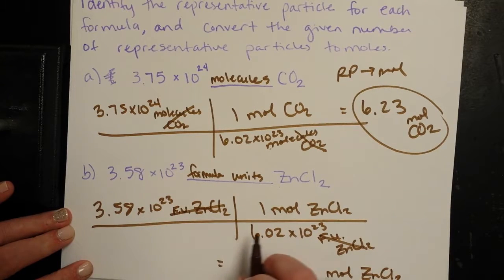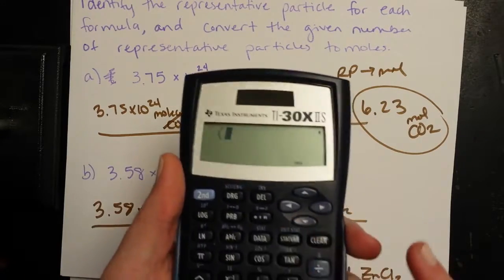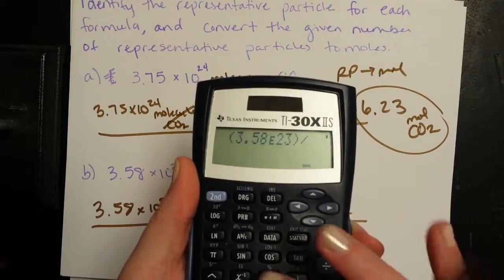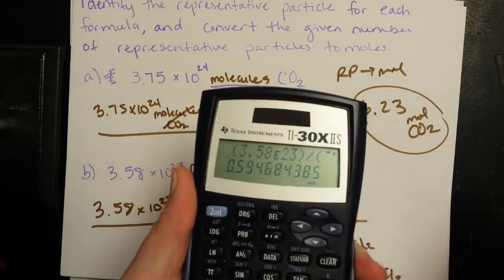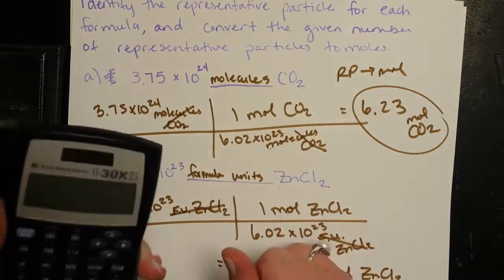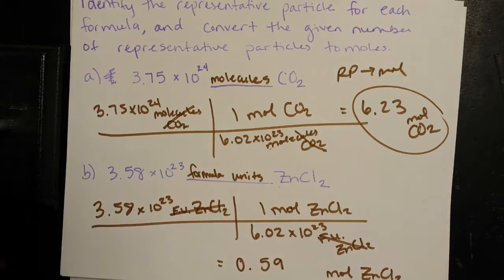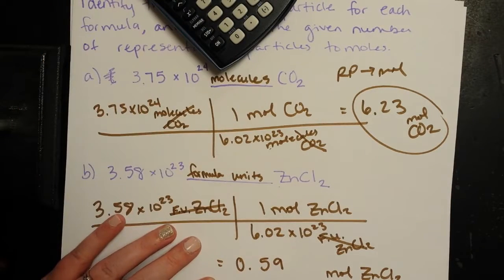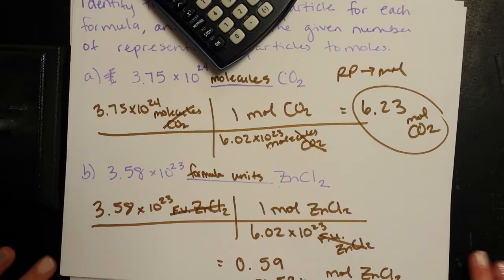Okay, so I'm going to take my number of particles and divide it by Avogadro's number. So 3.58 times 10 to the 23rd divided by Avogadro's number. I get 0.59. So 0.59 moles of zinc chloride. Another way I could write this is 5.9 times 10 to the negative 1. Either way.